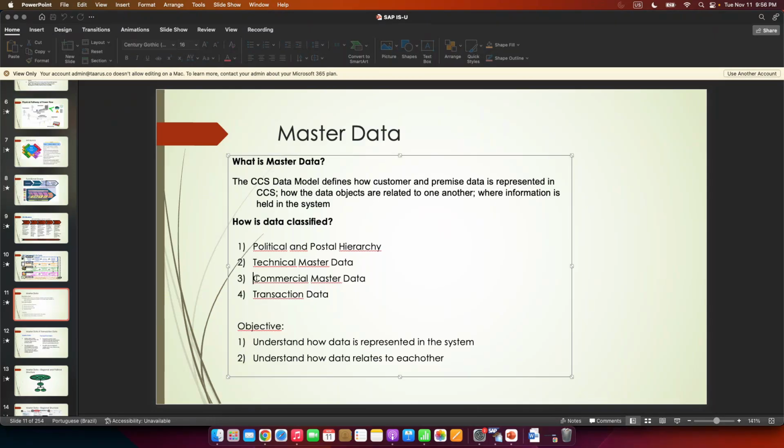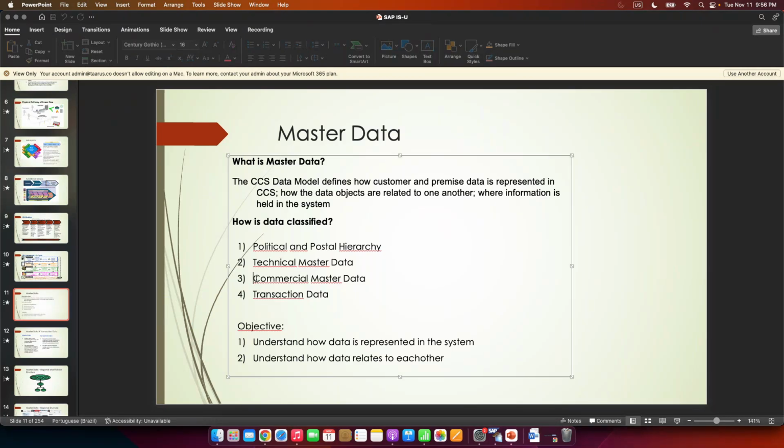Now, how do we maintain your property details, your residential property, or a commercial property, or industrial property? We need to maintain those details in the SAP system. The technical master data is the one which we leverage to maintain the property details.